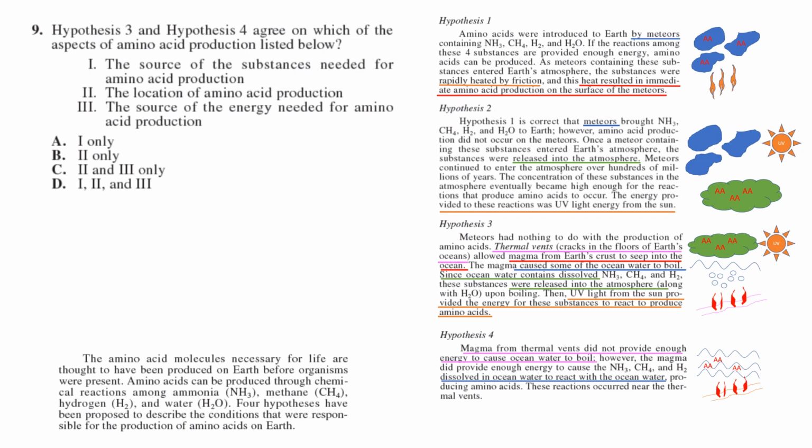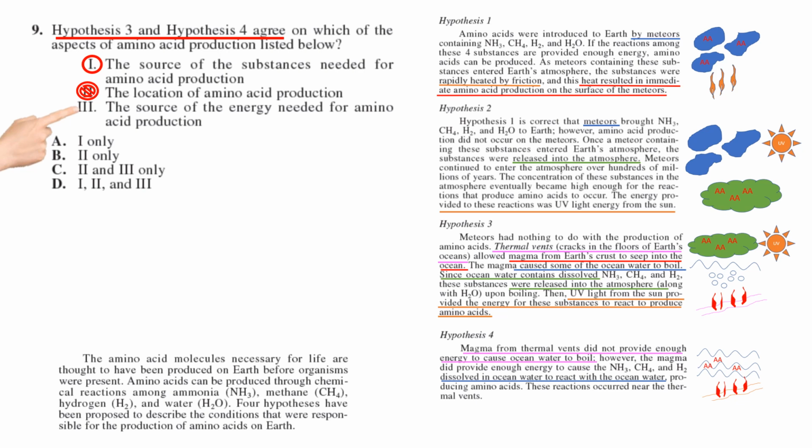Number 9. Hypothesis 3 and 4 agree on which aspect of amino acid production. So let's just break them down. The source of the substance is needed. Well, they both need the cracks in the ocean floor and the magma. So yes, 1 is correct. 2, the location of amino acid production. In hypothesis 3, it's in the atmosphere, and 4, it's in the water, so that one is not correct.